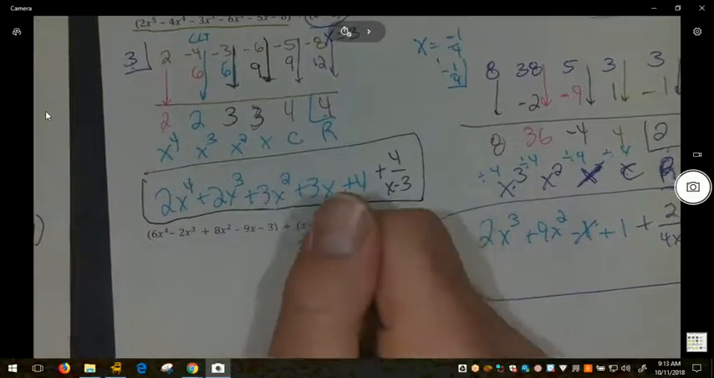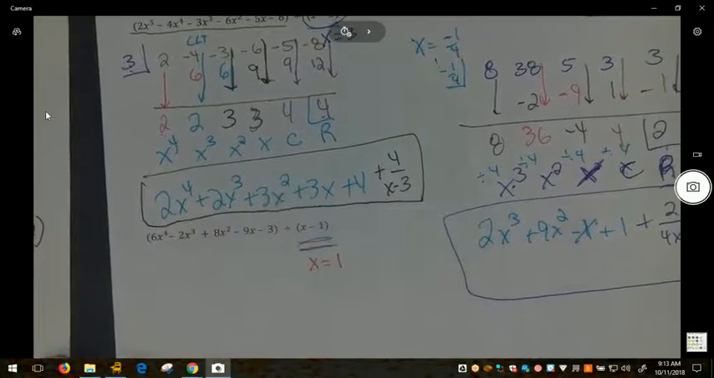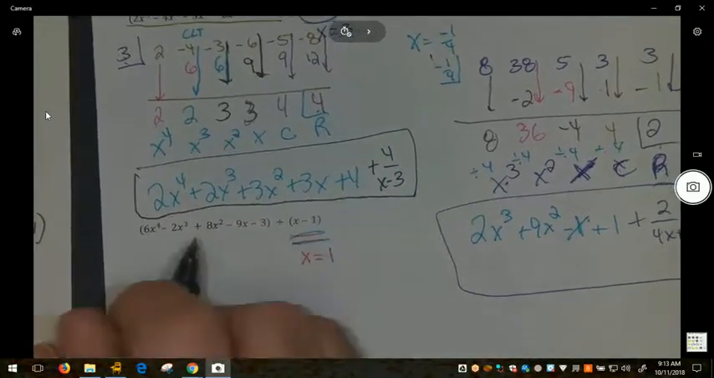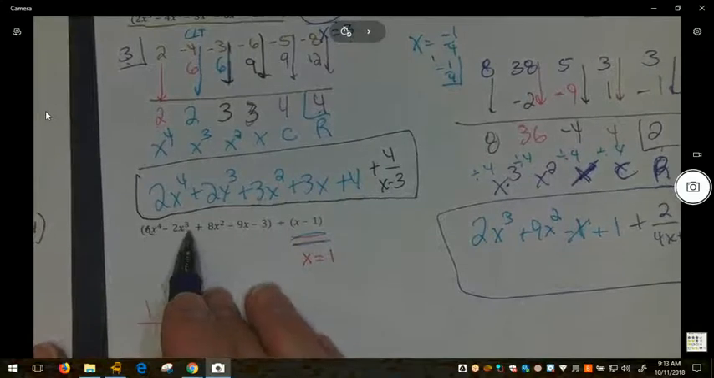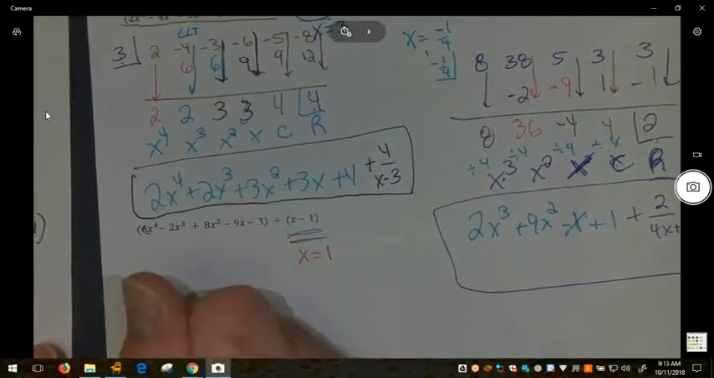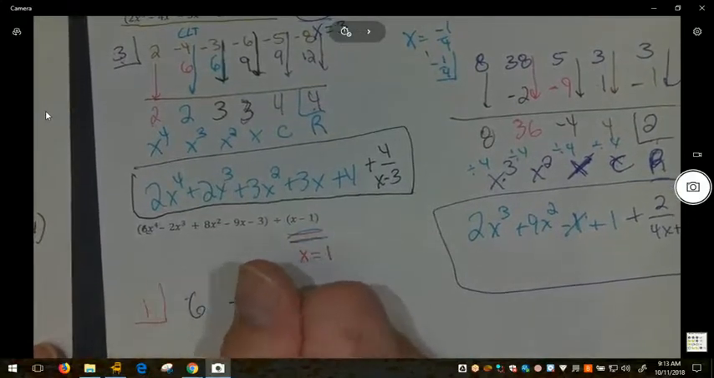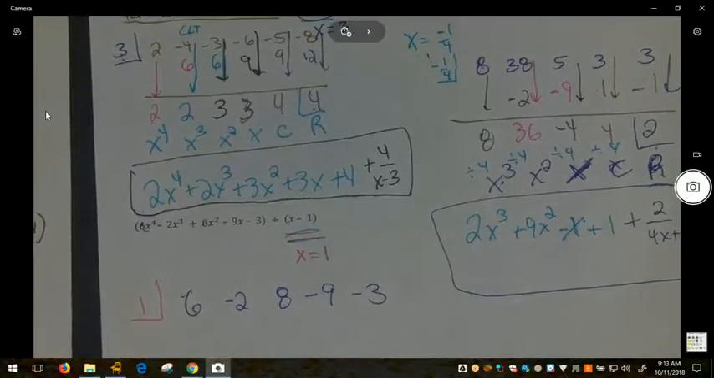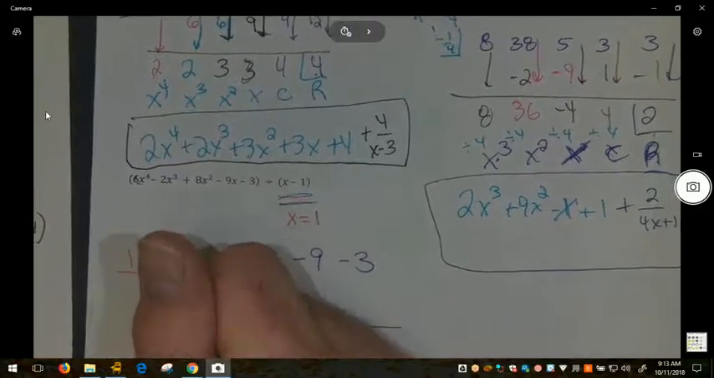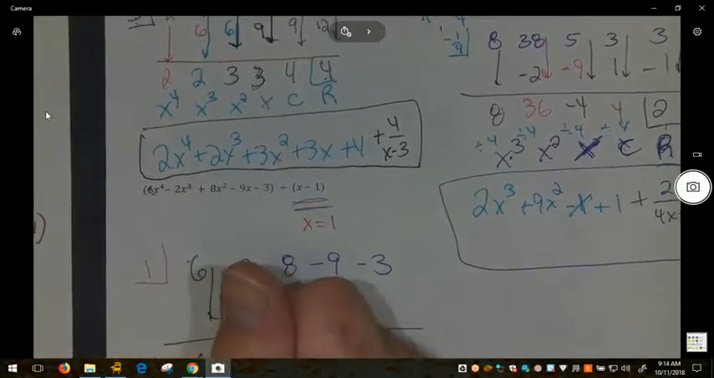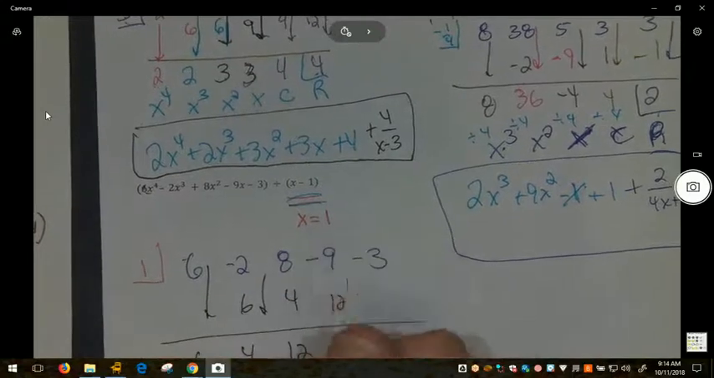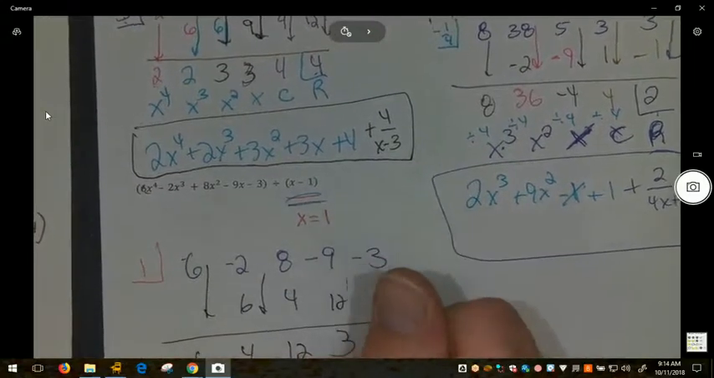This is with x minus 1, so that means x equals 1 is what goes in the box. The numbers from the dividend, no missing values, so I don't have to put a 0 in. That's helpful. You need to pay attention to that every time. Bring down the 6. 6 times 1 is 6. Add it up. 4. Multiply by 1. 12. Add 3. 3, 0.